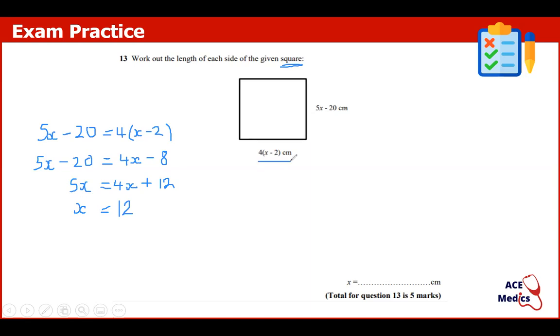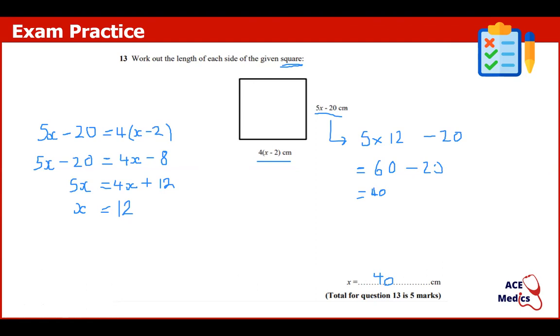Now, that must mean that the length of a square, we can pick either one. Let's pick this one. If x is 12, we need to do 5 times 12 minus 20. Now, 5 times 12 is, oh gosh, 60. 60, take away 20 is 40. So each length of the square must be 40 centimeters. Does that make sense to everyone? Does anyone have any questions about it at all? No?